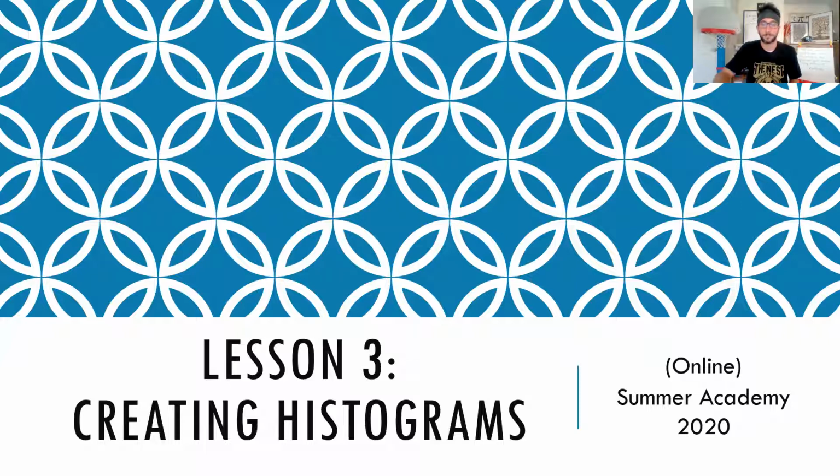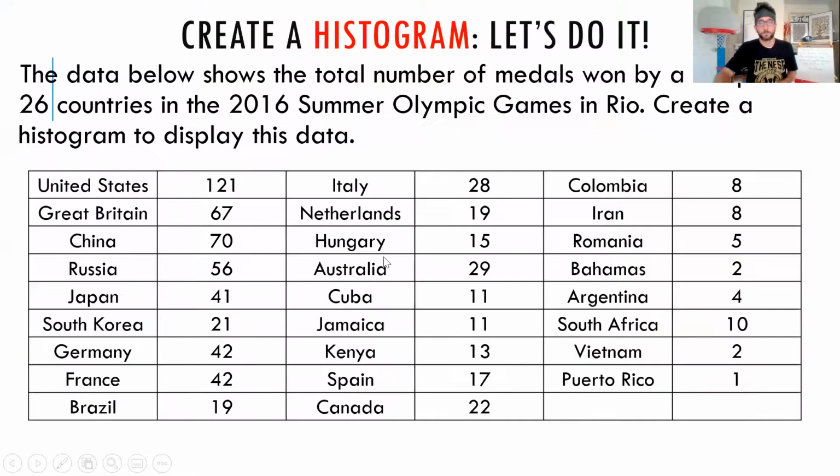Let's do it. So here's some data. The data below shows us the total numbers of medals won by a sample of 26 countries in the 2016 Summer Olympics in Rio. Right, 2021's not happening yet, so those are our most current Summer Olympic data. So we've got 26 numbers here, a set of quantitative data. The quantitative variable we're measuring is number of medals won. The countries are not relevant for the sake of the histogram. I just thought you might be curious. But the data, we really only care about the numbers, right?